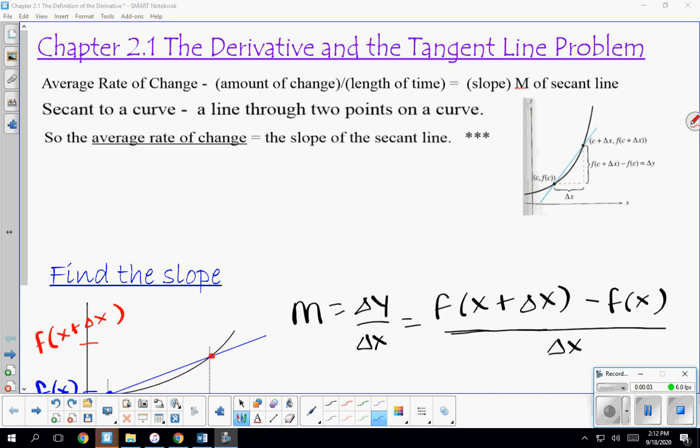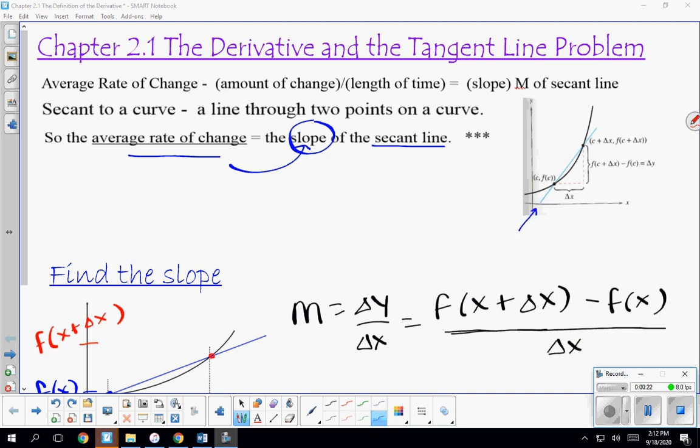In this video, we're going to introduce the concept of a derivative. So before we do that, let's review that average rate of change is the same as the slope of the secant line. So the slope formula, change in y over the change in x, is what we've been doing since middle school. A secant line connects 2 points on a graph.